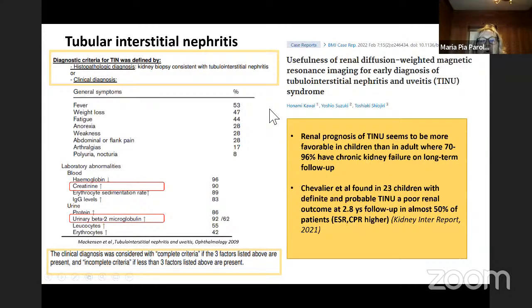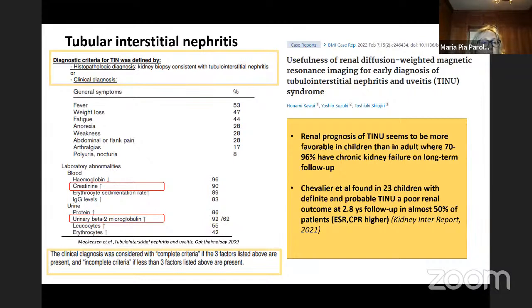Diagnostic criteria for tubular interstitial nephritis were defined by histopathologic diagnosis by renal biopsy consistent with tubular interstitial nephritis, or clinical diagnosis. Clinical criteria comprise general symptoms and laboratory abnormalities in blood, like rising creatinine and anemia and so on, and in urine, like rising protein and a rise in beta 2 microglobulin.